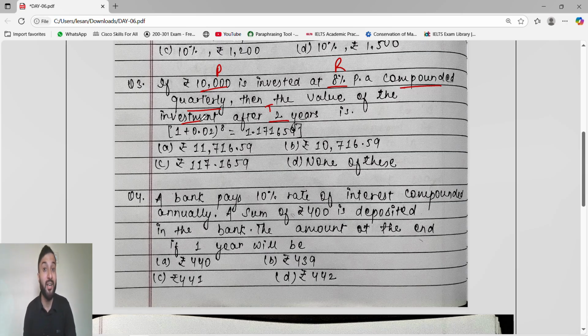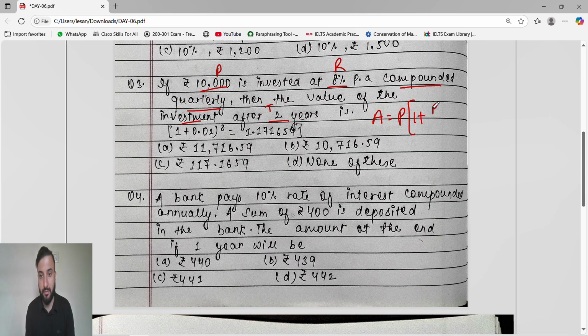For compound interest, they will tell you to find the interest or find the compound interest. But here they said 10,000 is invested. The principal is invested, and you have to find the value of the investment after 2 years, which means you have to find the amount. The formula we will use is for compounded quarterly.